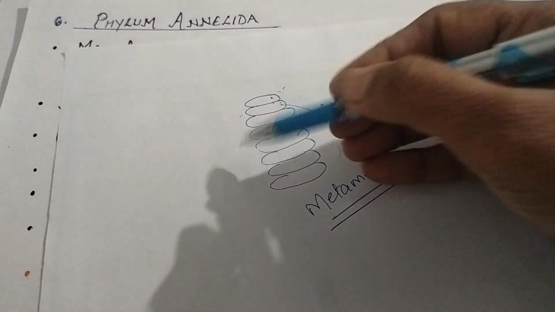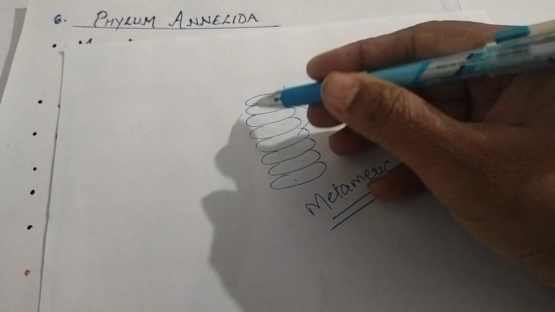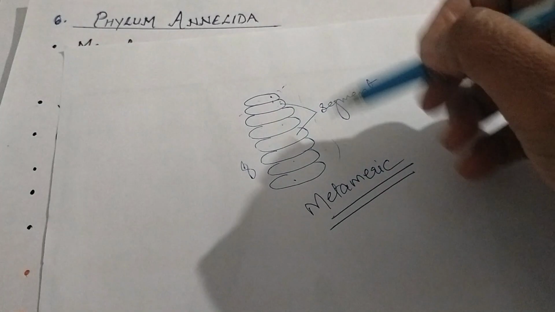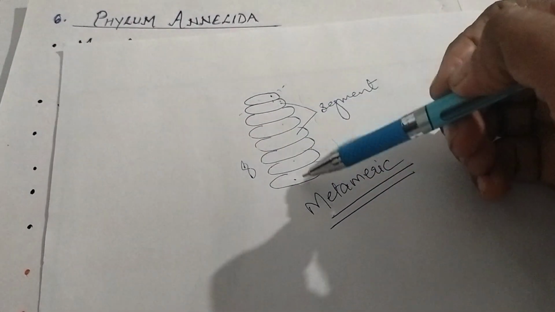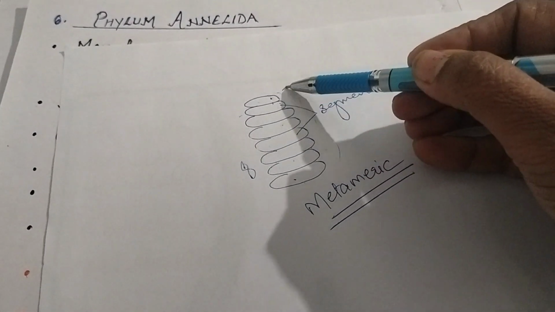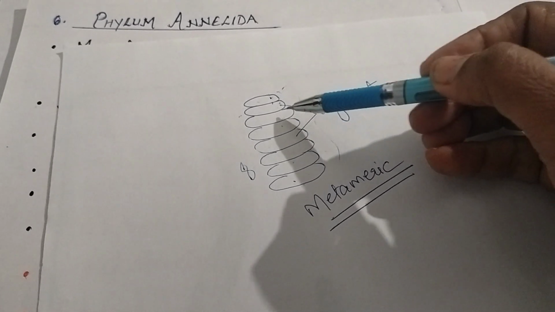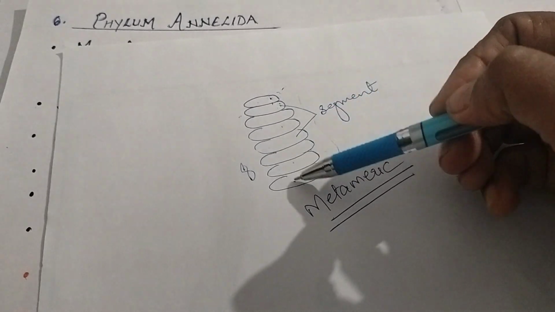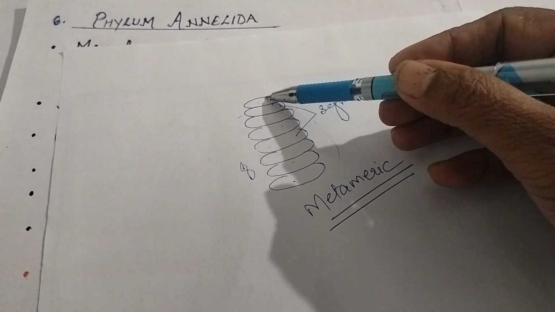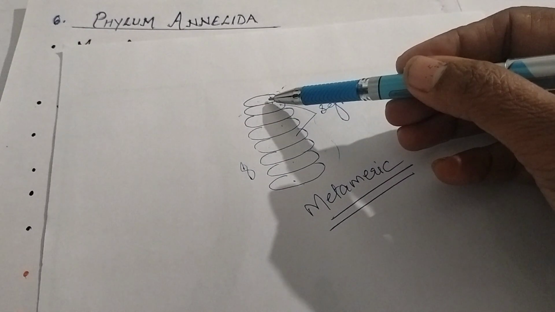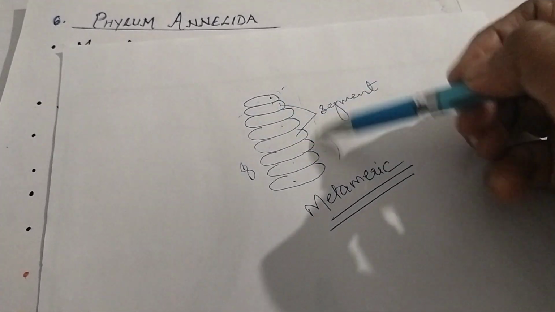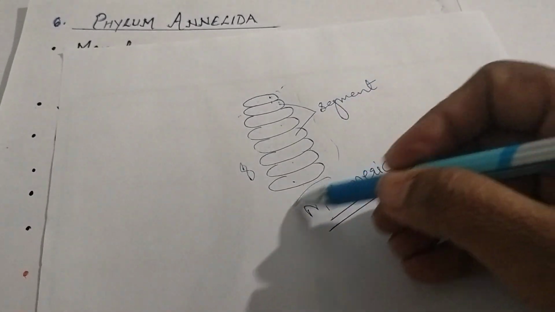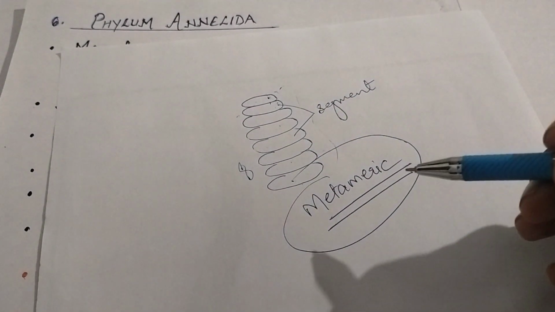For example, suppose there is an annelid having 8 segments, 1 2 3 4 5 6 7 8. Externally you can count its segments. What will it mean? That internally also its body is divided into 8 segments. Equal division of the body into segments, externally as well as internally, is known as metameric segmentation.